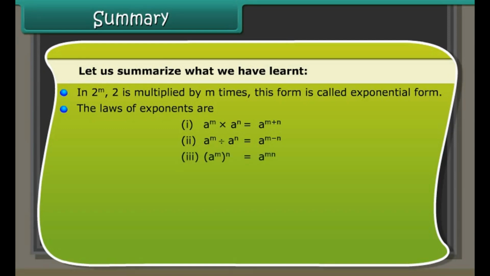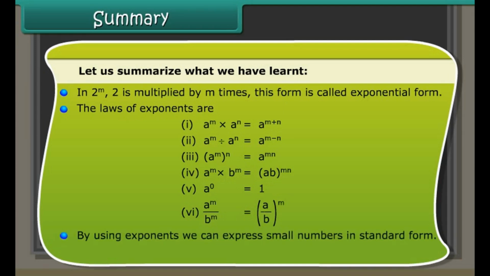3. (a^m)^n is equal to a^(mn). 4. a^m into b^m is equal to (ab)^m. 5. a^0 is equal to 1. 6. a^m upon b^m is equal to (a/b)^m. By using exponents, we can express small numbers in standard form.